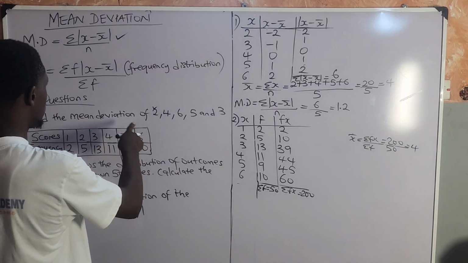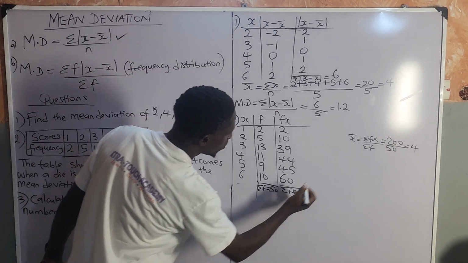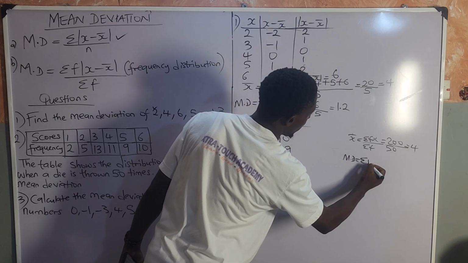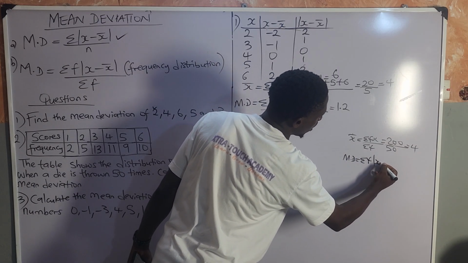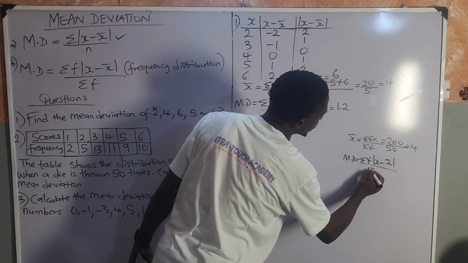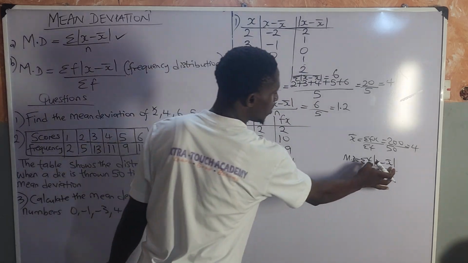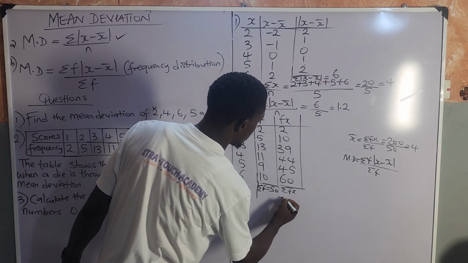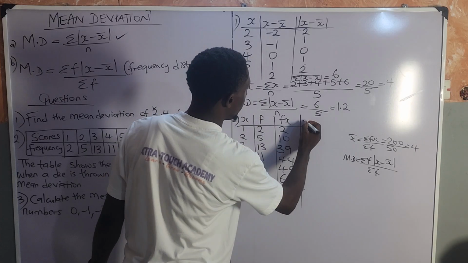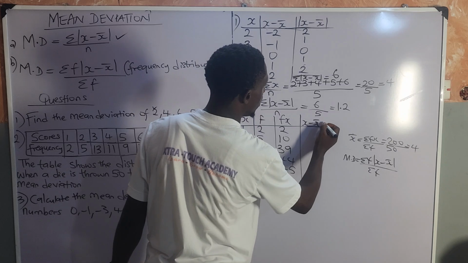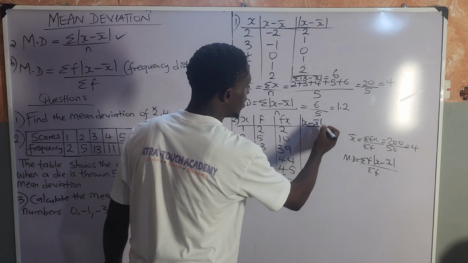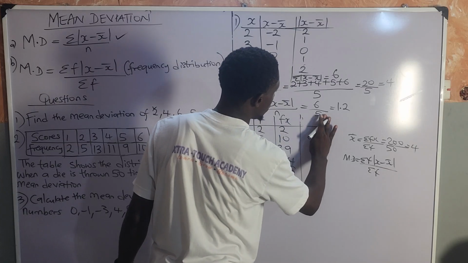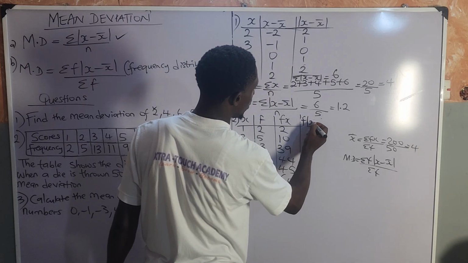So looking at this, we are going to use this formula, which is mean deviation is equal to summation of f, the absolute value of x minus x bar, over summation of f. So let's make a table for this first. So we have x minus x bar, and I want to get the absolute value. Then I want to multiply it by the frequency. Let's do it right away.